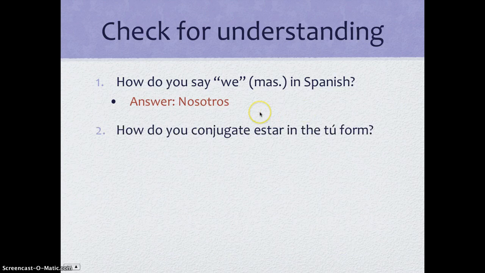Now, how do you conjugate estar in the tú form? Let me give you a moment to think. So it would be you are. How would you say you are? The answer would be estás.